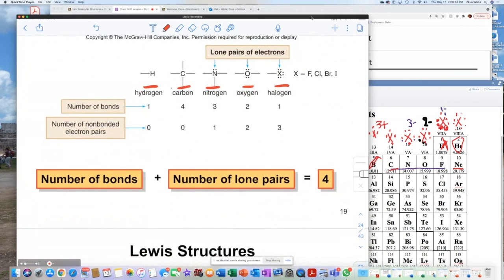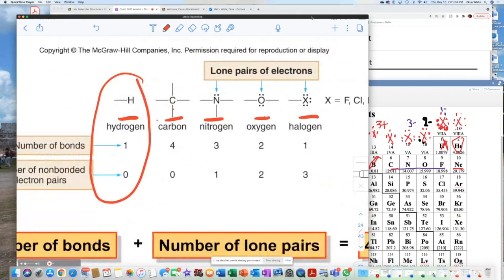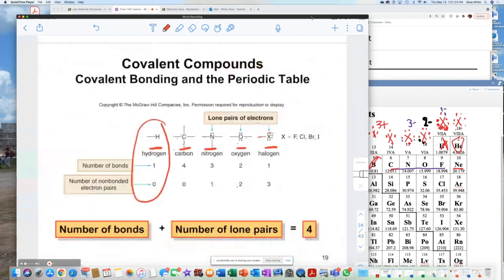If you look, with the exception of hydrogen, the number of electrons surrounding each of these common elements, the SNOF group, is 8. You have 8 electrons via 4 bonds, 8 electrons via 3 bonds and 1 lone pair, 8 electrons via 2 bonds and 2 lone pairs, 8 electrons via 1 bond and 3 lone pairs, okay?